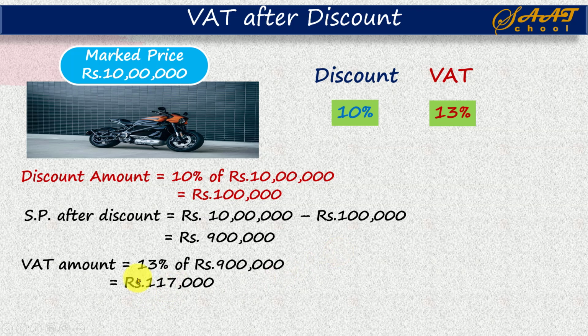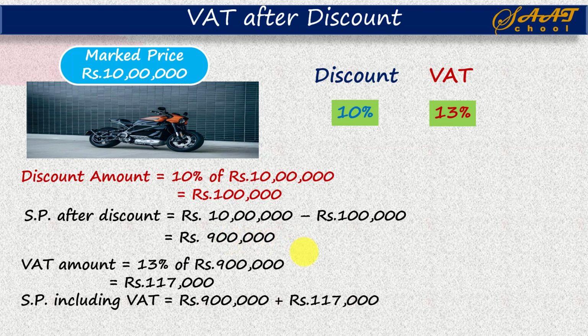So this 13% is of 900,000, which is equal to 117,000. Now once we have the VAT amount, if you add this VAT amount, then we get the selling price including VAT, which is 900,000 plus this amount, 117,000, and that is finally equal to 1,017,000.